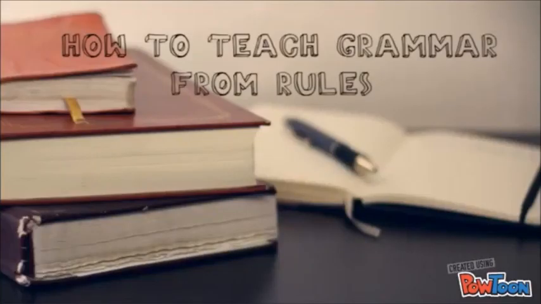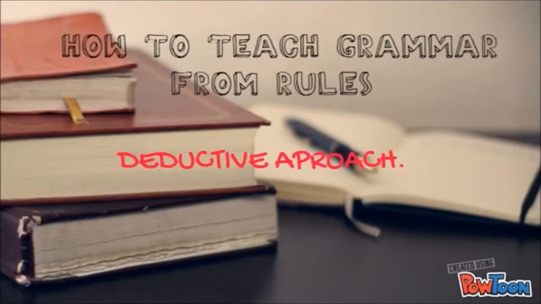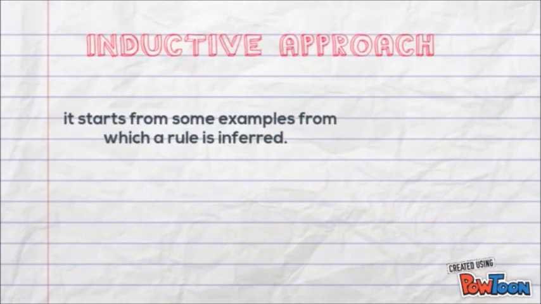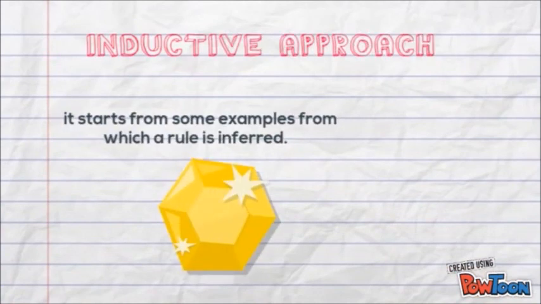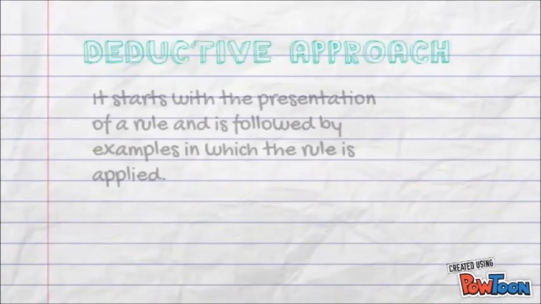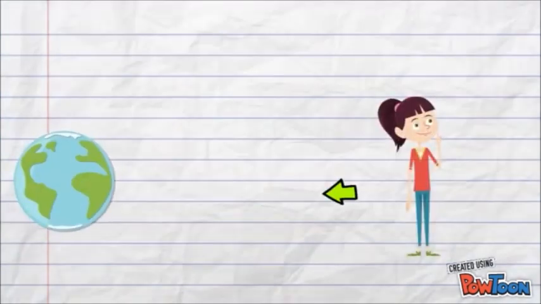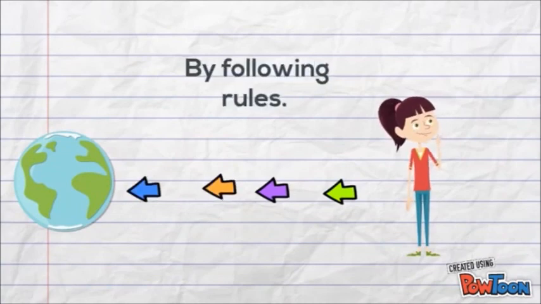Let's discuss how to teach grammar from rules, a deductive approach. Defining inductive approach: it starts from some examples from which a rule is inferred, and it means discovery. But now, let's analyze the deductive approach. It starts with the presentation of a rule, and it's followed by examples in which the rule is applied, and it is about rule driving. A good example of following rules is when cars stop at the red light in a traffic light.